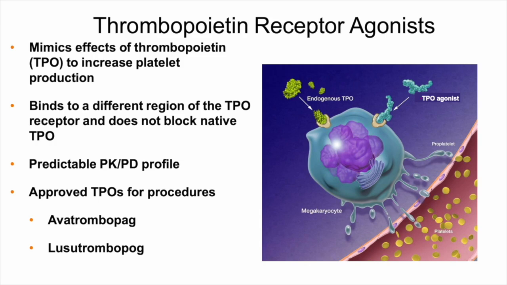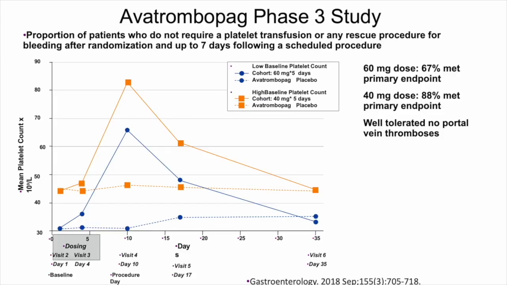They also have a predictive PK/PD profile, and there are two in the last few years that have been approved for procedures. These are avatrombopag and lusothrombopag. You can see there's another one that's available, but it's for thrombocytopenia and isn't utilized in those who have peri-procedures. So I'll just show you some of the data. Both had very similar phase 3 data.